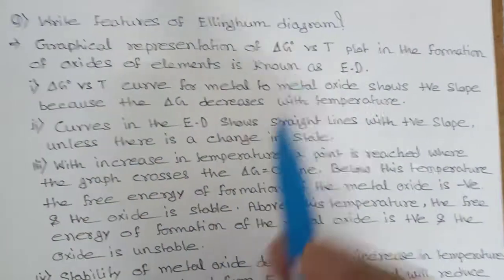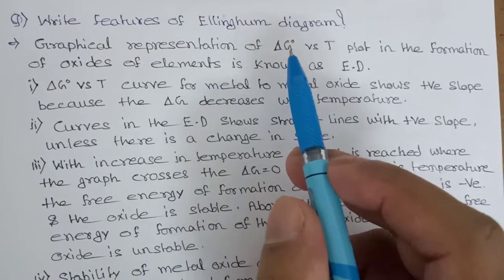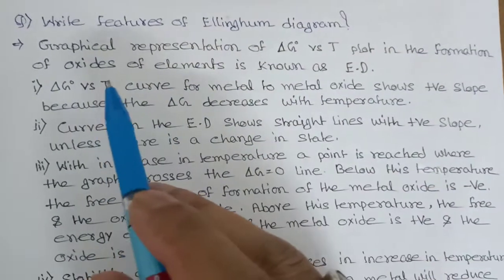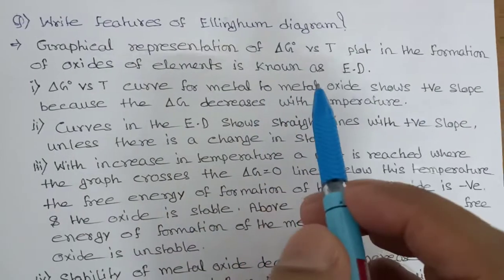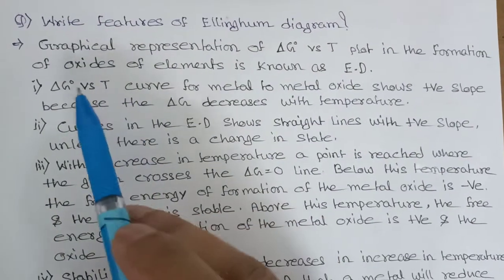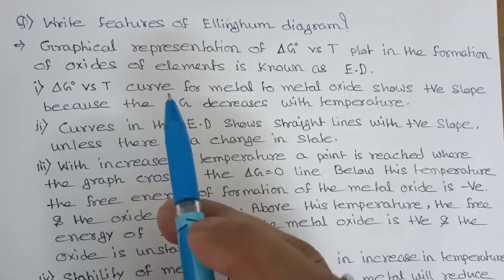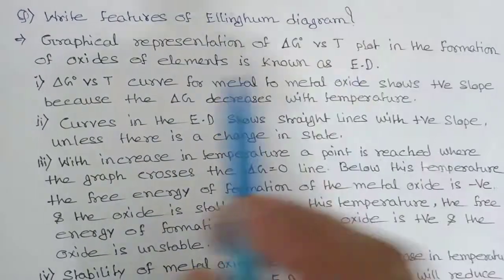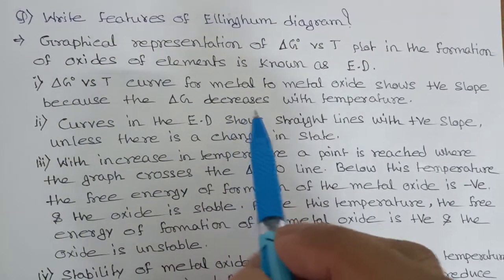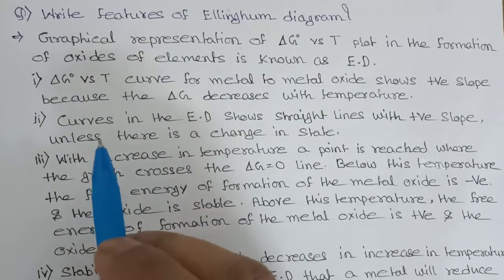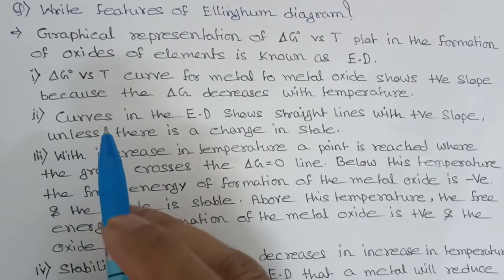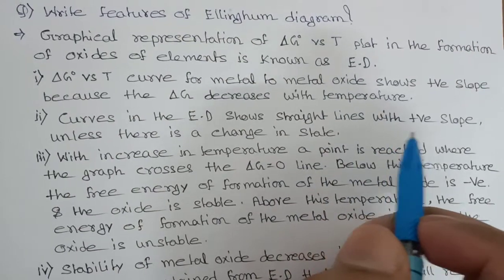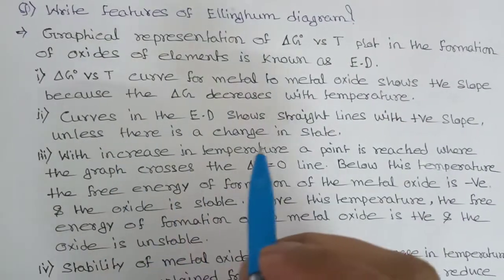The graphical representation of the standard Gibbs free energy change versus temperature plot in the formation of oxides of elements is known as the Ellingham diagram. The ΔG° versus temperature curve for metal to metal oxide shows a positive slope because ΔG decreases with temperature. The second point is that the curves in the Ellingham diagram are straight lines with positive slope unless there is a change in state.